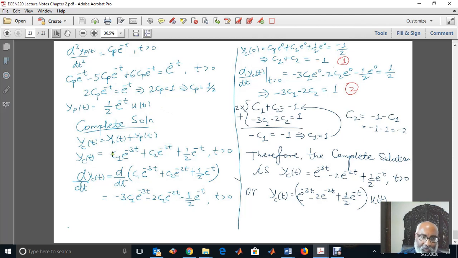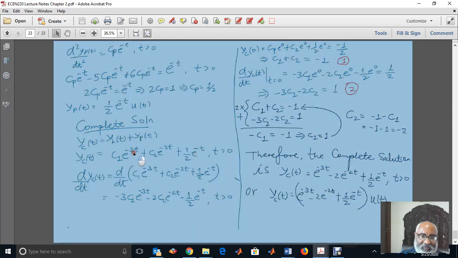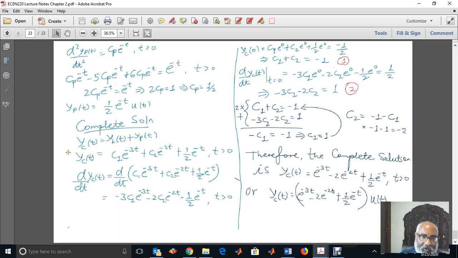Therefore, now the complete solution is the homogeneous plus the particular. The homogeneous, if you remember from the two roots, is c1 e raised to minus 3t plus c2 e raised to minus 2t, plus the particular, half e raised to minus t. This is the complete solution. Now, are we done?